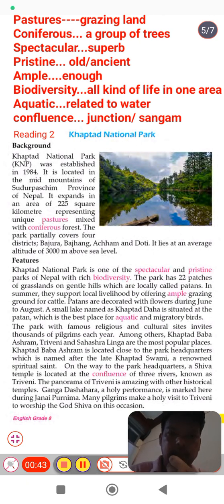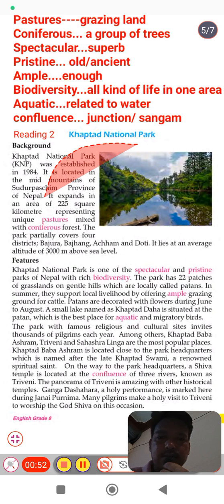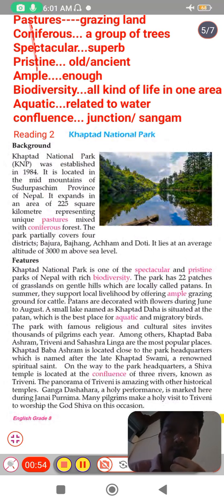So here is the text, students. That is Khaptad National Park, reading 2 from Unit 11. Before reading the text, we have some words meaning that I have written down.